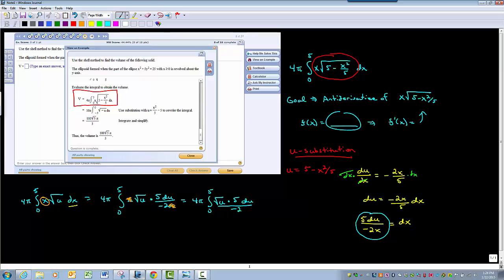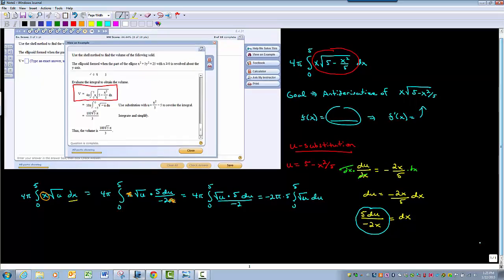And of course the 4 and the negative 2 cancel out. Okay, so this is going to give me negative 2 times pi times 5. We'll take this 5 and bring it out, just like we brought the 2 out as 1/2. Okay, 0 to 5 square root u du, like that.